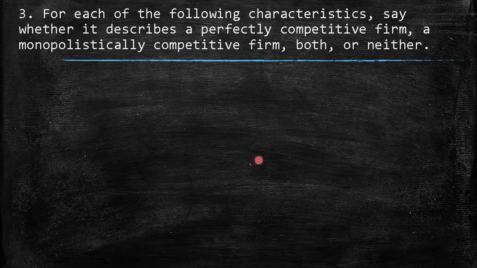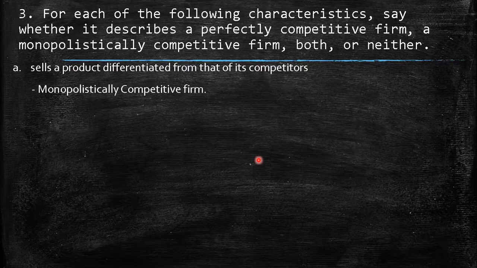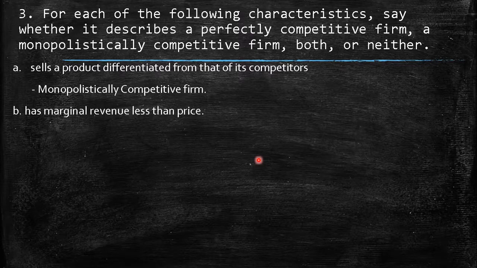Third, for each of the following characteristics, say whether it describes a perfectly competitive firm or a monopolistically competitive firm, both or neither. So here we have just two: perfectly competitive firm and monopolistically competitive firm. Sells a product differentiated from that of its competitors. I would say that is more a monopolistically competitive firm, because when we talk about a perfectly competitive firm, we are talking more about homogeneous goods. So there isn't any difference between them. So definitely it should be more related to the monopolistically competitive firm, where there are again a lot of consumers, a lot of producers, but there is a slight difference between the products offered to the market.